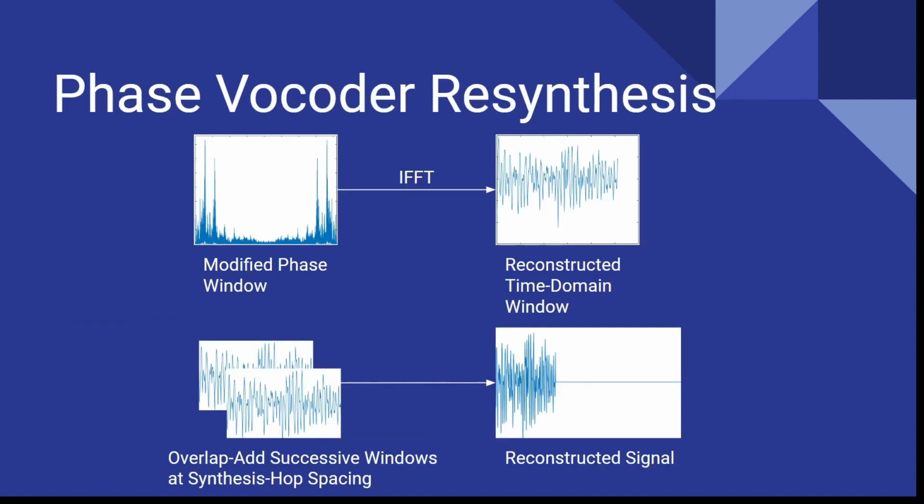In the resynthesis phase, we take this modified phase window and transform it back to the time domain by the inverse Fourier transform. The end signal is then reconstructed by overlap adding these successive time domain signals back together. These time domain signals are spaced by the synthesis hop factor.